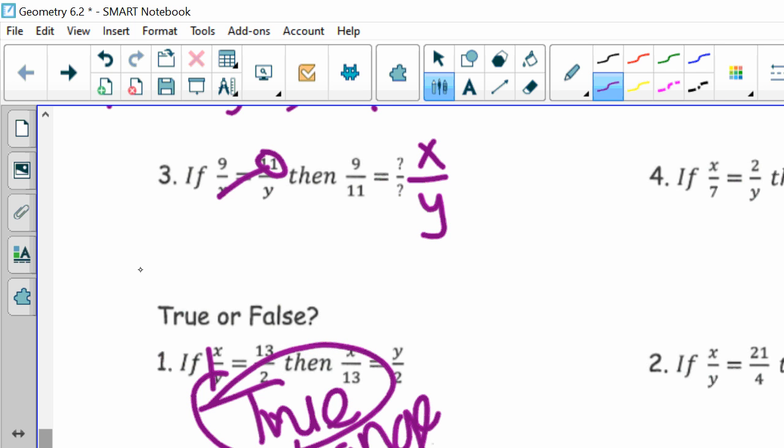Number 2, if x over y equals 21 over 4, then 4 over x equals y over 21. So let's see, what did they do? They brought this 4 up to the top, but then put that x down to the bottom. We don't have any property that says that I can take my extremes and put them on the same side together, right? So this is false, because they took the extremes and put them in the same ratio. And remember that cross product, my extremes would get multiplied together, and they did away with that. So that's going to be false.